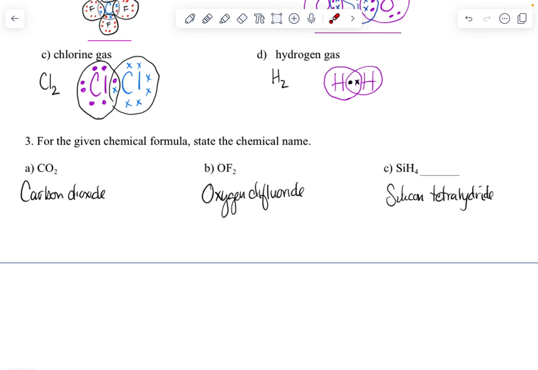Given the chemical formula, state the name. So CO2, carbon, there's only 1 carbon, so I can just say carbon. Oxygen, there's 2 of them, so I know there's di, and oxygen is ox, and I end with ide. So this is carbon dioxide. OF2, O is oxygen. F2, so I've got fluorine, and I have 2 of them, so that's di, fluor, and I end in ide. And SiH4, I know I have 1 silicon, so I just say silicon. I have 4 hydrogens, so I say tetrahydride. So I add hydr, which is the hydrogen, and I end with ide.